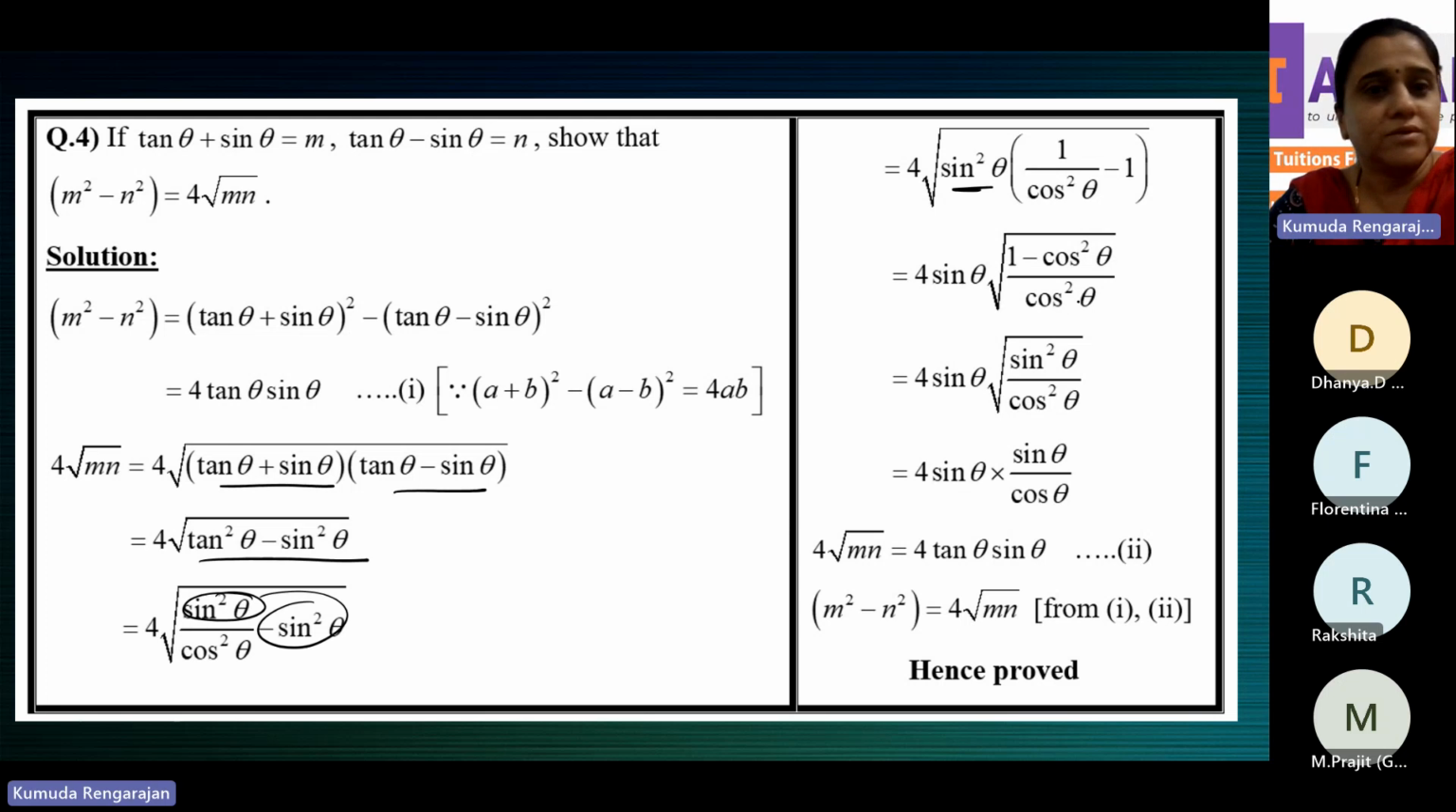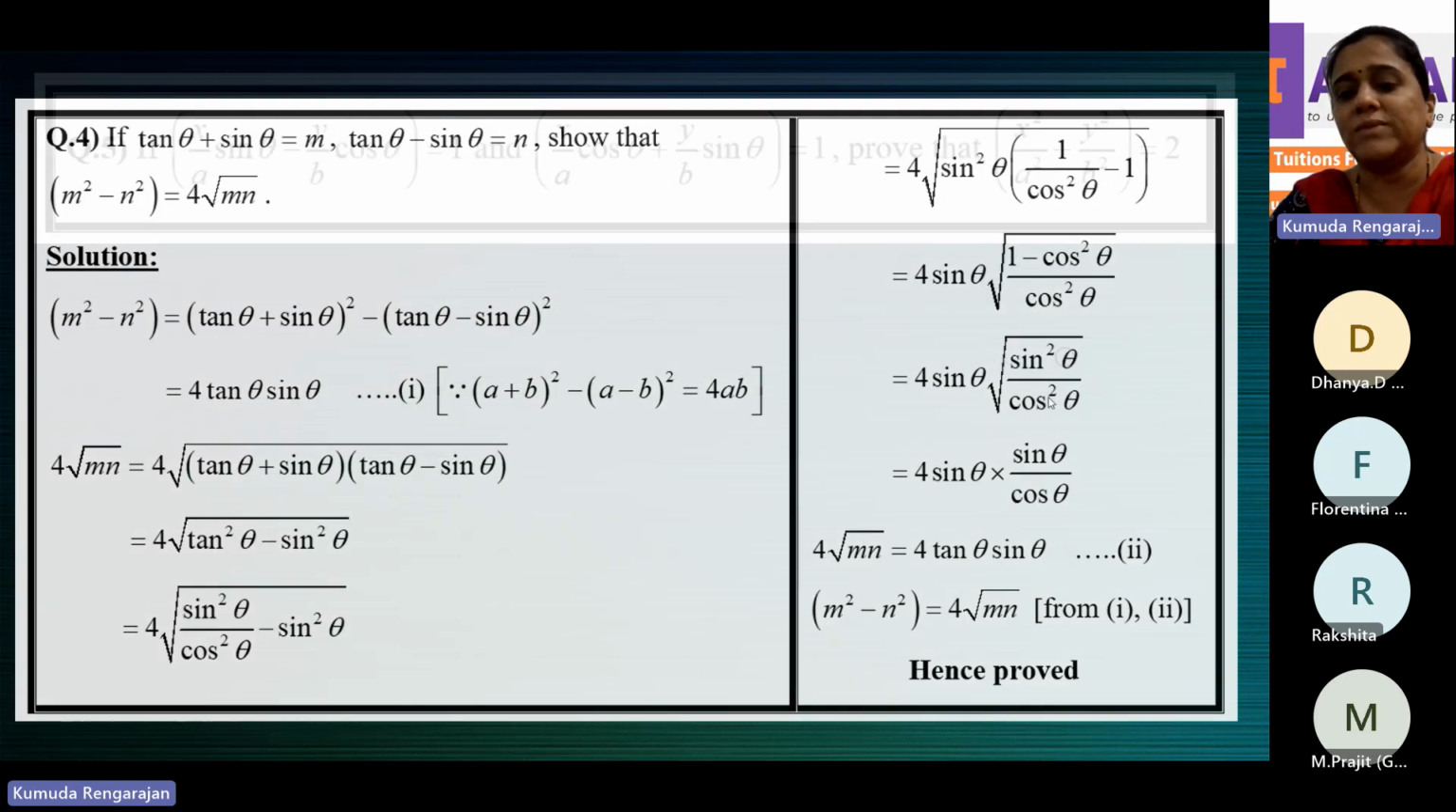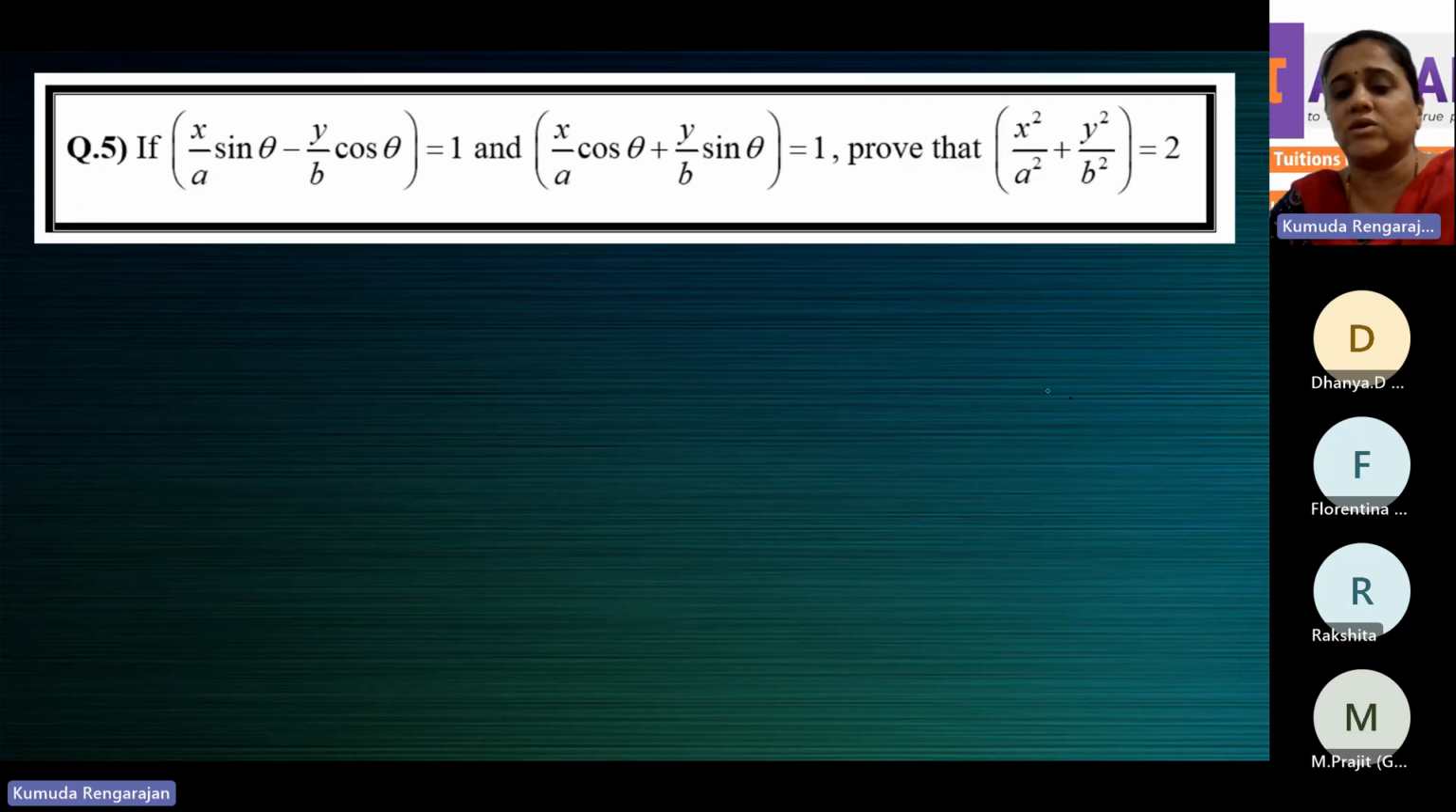And then LCM. Again, because we are under the square root, we want perfect squares. 1 minus cos square theta is sin square theta. So now these two are perfect squares, sin square theta and cos square theta. So the square root of sin square theta by cos square theta is sin theta by cos theta.